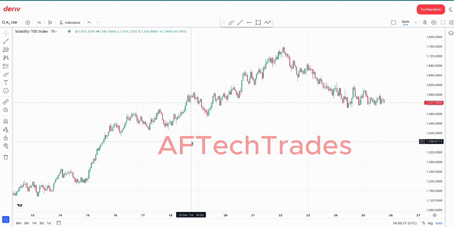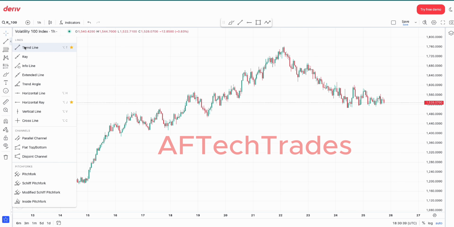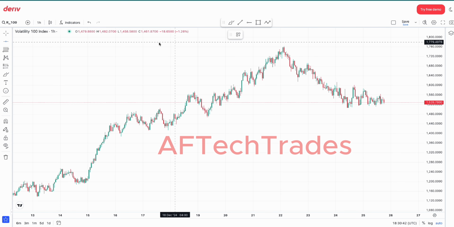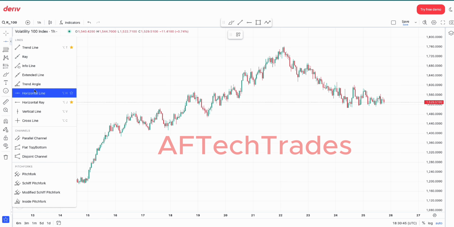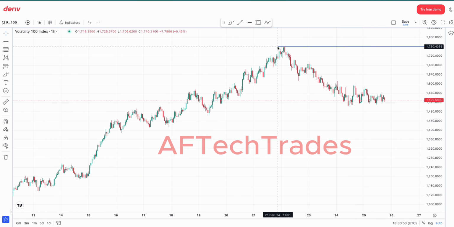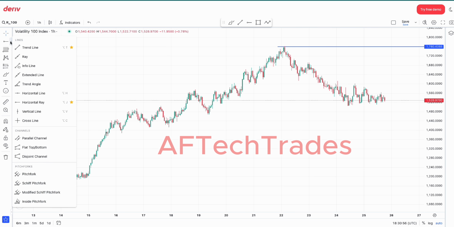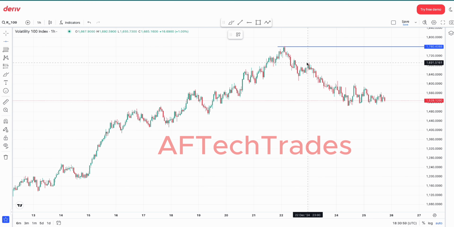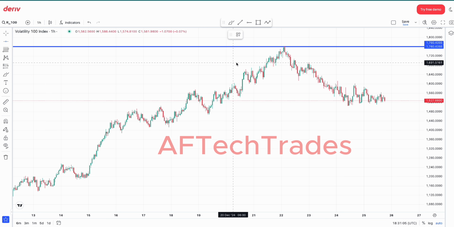You need to know where the draw on liquidity is on the higher time frame. You can see here exactly this place, we have a draw on liquidity around this zone. Now let's mark out, like I told you, the psychological levels of any zone where you see the market react. Remember, this is the 1 hour time frame.